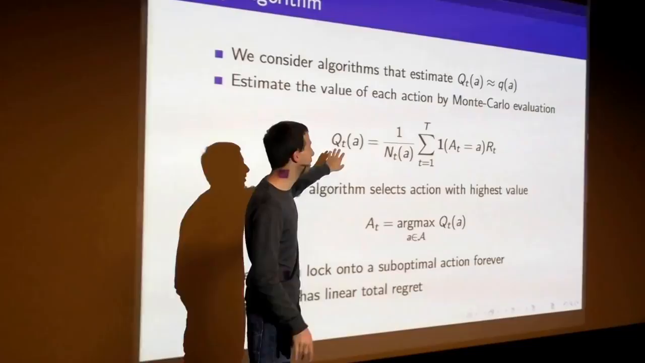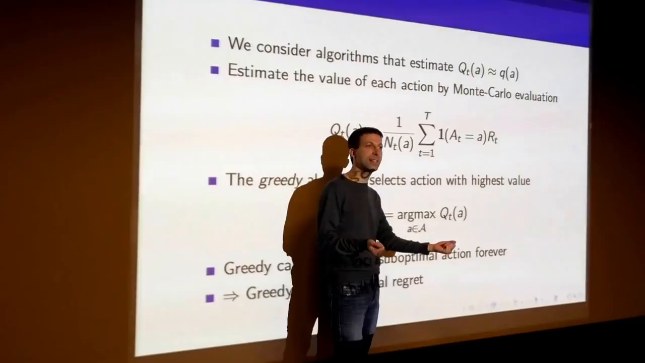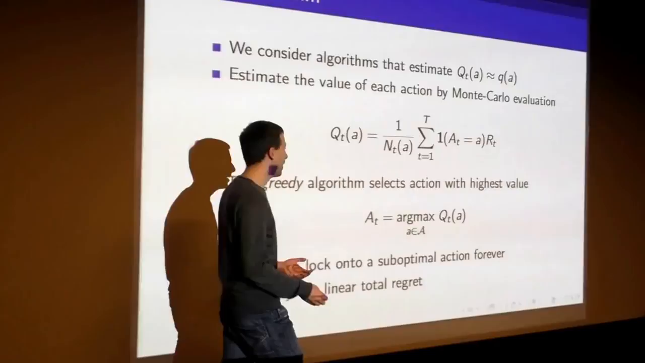Okay, so the greedy algorithm, what does it do? Well, it selects the action with the highest value. That's the natural thing to do. So we've estimated how good this action is, and we've estimated how good that action is. If this one's higher, we just pick it. And the greedy algorithm doesn't explore at all. It just picks it, picks it, picks it.